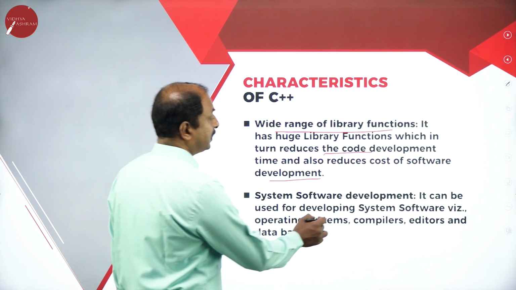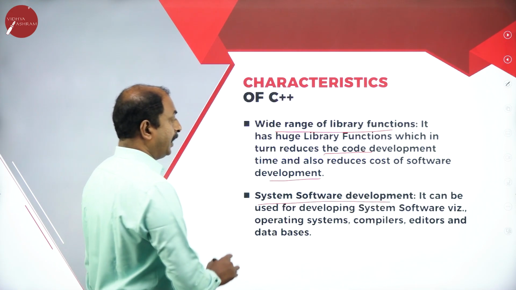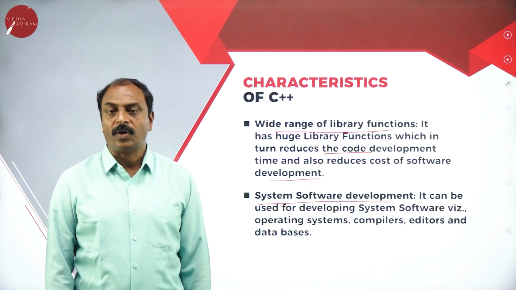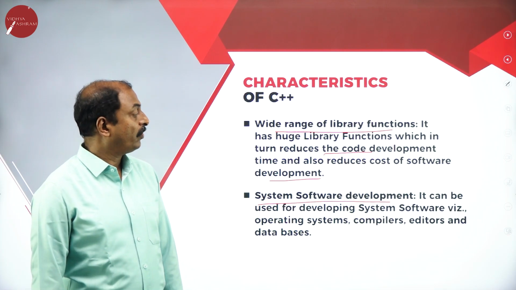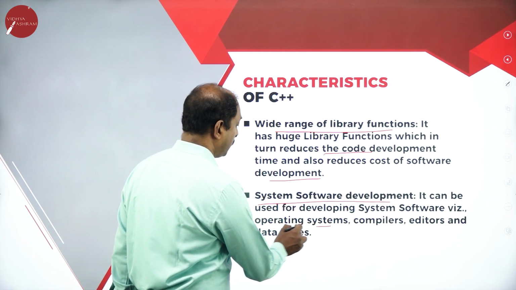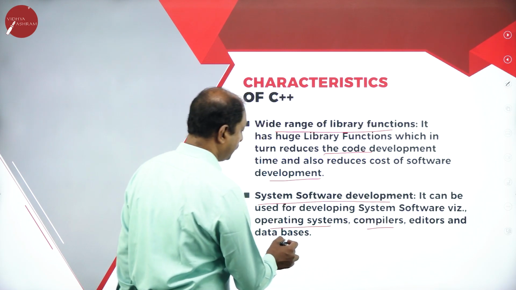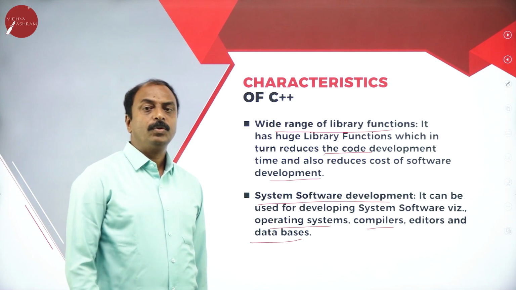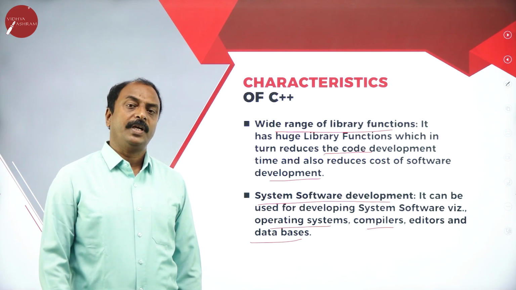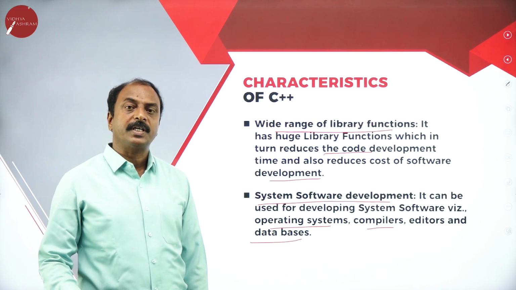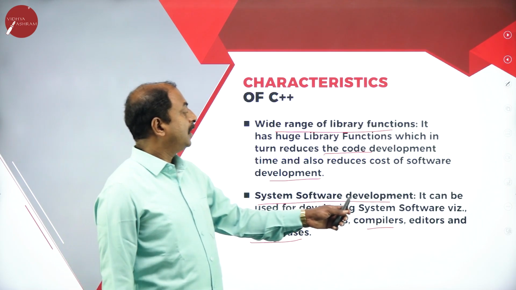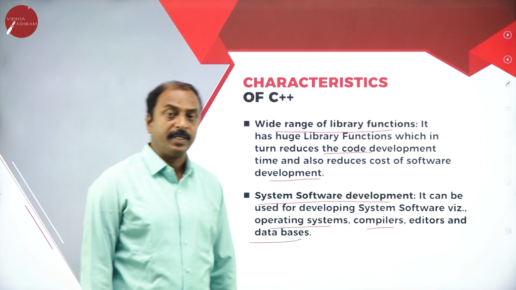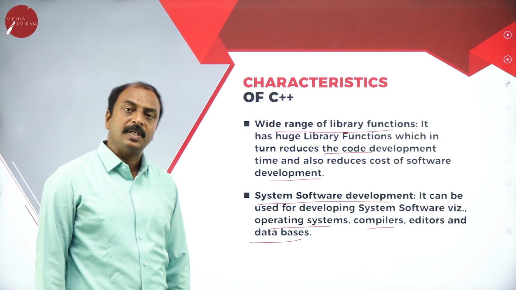Next one is system software development. C++ is a language which can be used for developing system software like operating systems, compilers, editors, and databases. So this means we can use the C++ language for different applications or development of different types of programming. So the C++ language is also used for developing system software. This is another characteristic of C++.